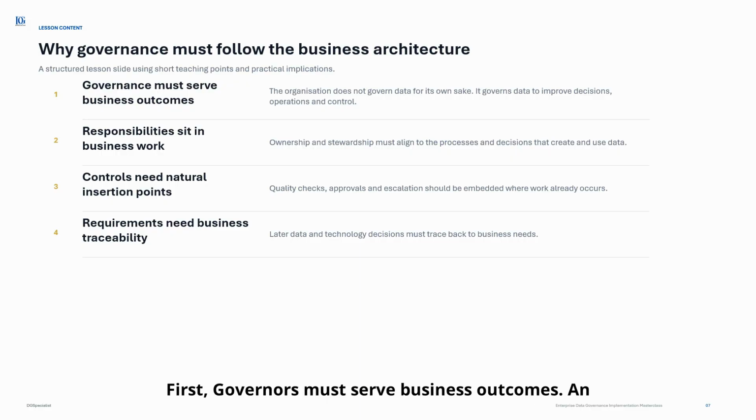First, governance must serve business outcomes. An organization does not govern data just for the sake of governing data. It governs data to actively improve its decisions, operations, and control mechanisms. Second, responsibilities must sit within the actual business work. Ownership and stewardship need to align perfectly with the business processes and decisions that actually create and use the data.